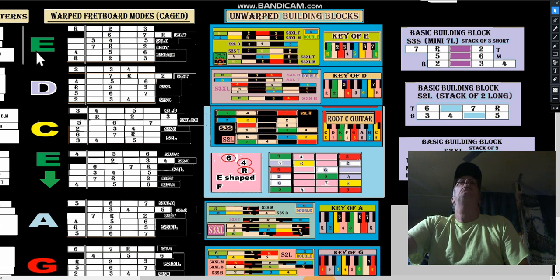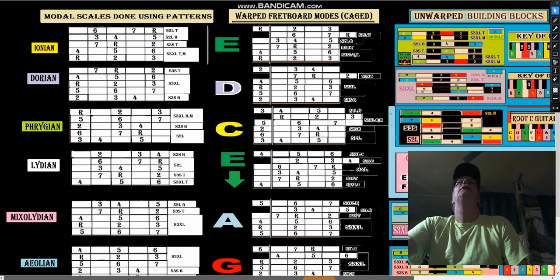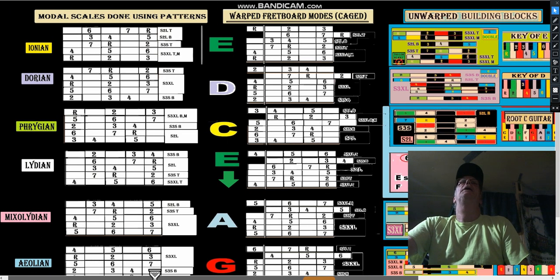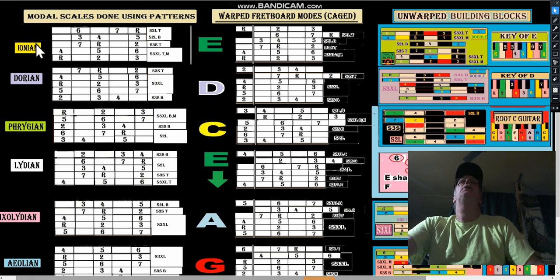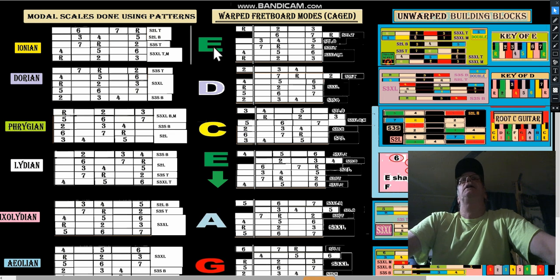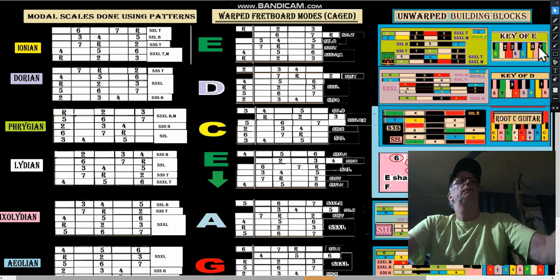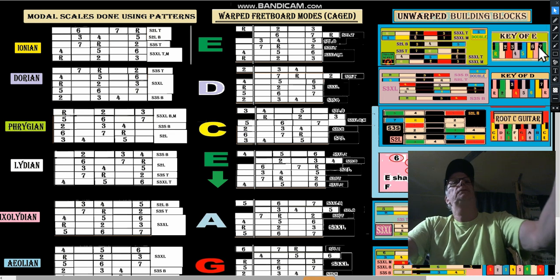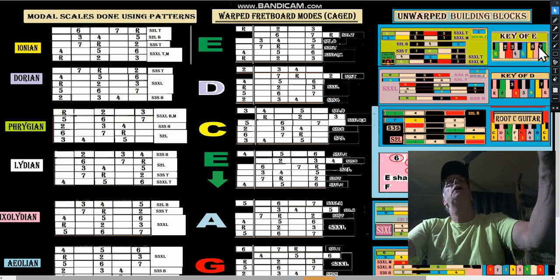Okay, this is the warped fretboard. This is the unwarped over here. All right, and we could just compare the Ionian. This is the E shape. This is the formal E shape here, okay? Now, notice when we start the E shape, this is the key of E here, right? So you got 4 sharps.